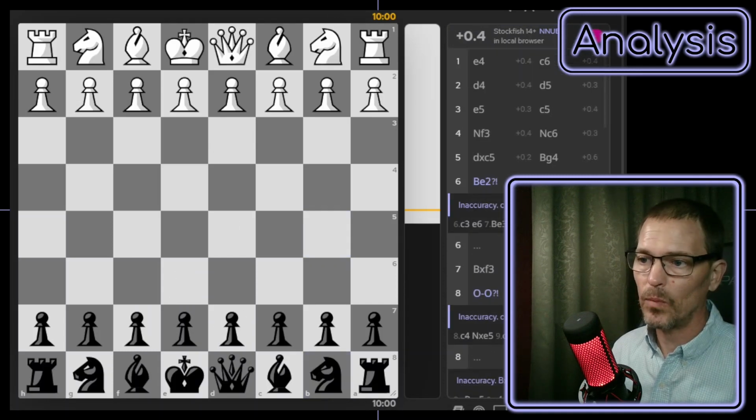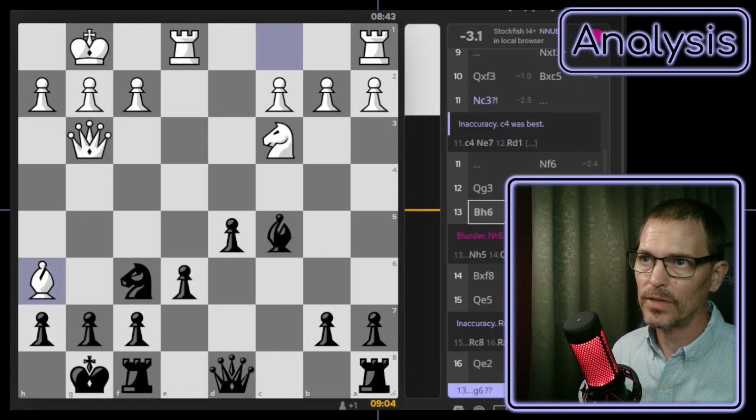Okay. In this game, I did win. I had one mistake and two blunders, however, but I was never behind. I'm going to go to about right here after 13 moves. And I had a mistake that gave away most of my advantage. It says I'm at 3.1.